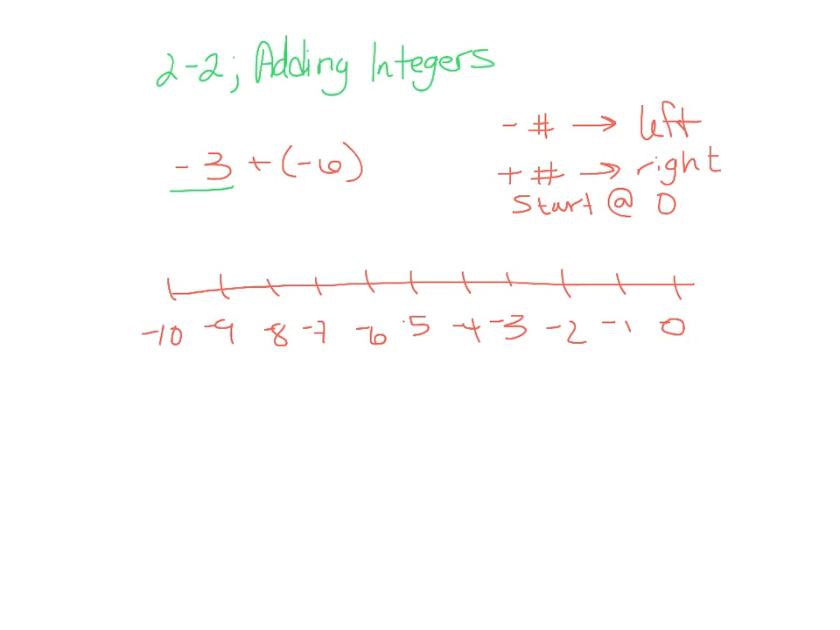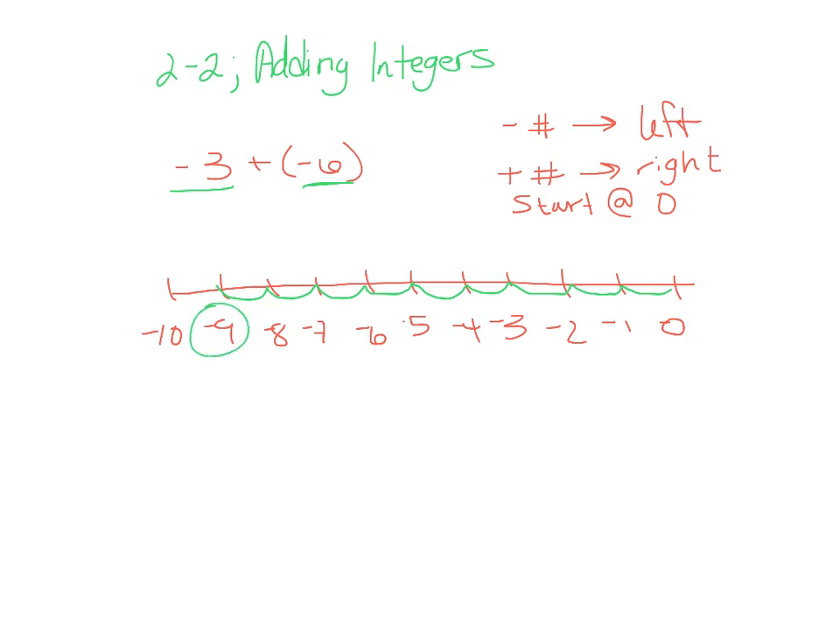Okay? So, this here is a negative number. And this is plus a negative 6, so the negative 6 is a negative number. So we're going to start at 0, and it tells me to go to the left 3 places. So, 1, 2, 3. I'm at negative 3. And then it says plus negative 6. This negative 6 tells me to go to the left 6 more places. So 1, 2, 3, 4, 5, 6. And my answer is negative 9.